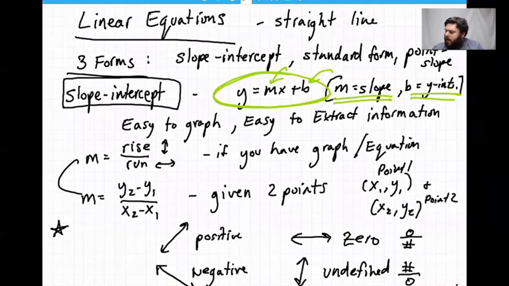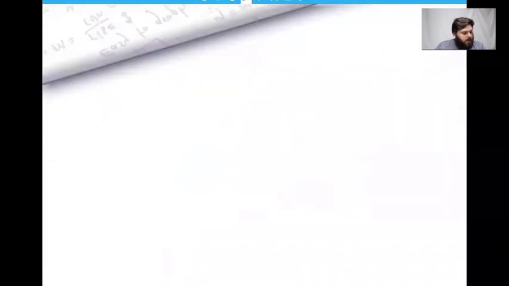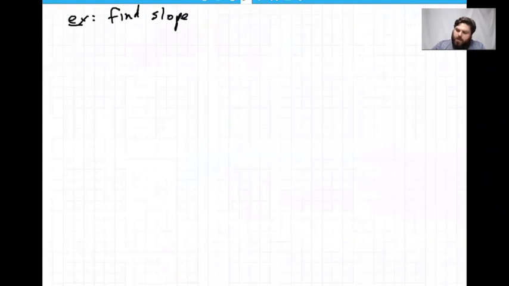All right, so moving on. Well, let's look at an example. All right, find the slope and the y-intercept of the following equation.